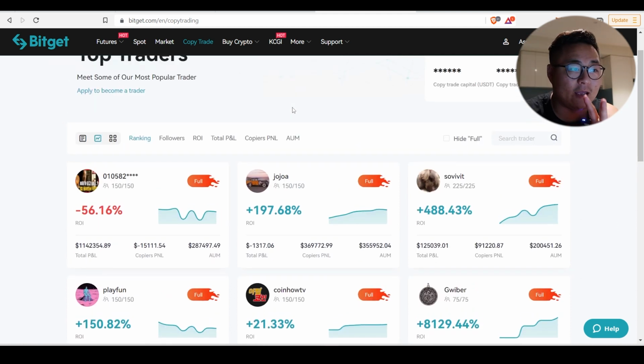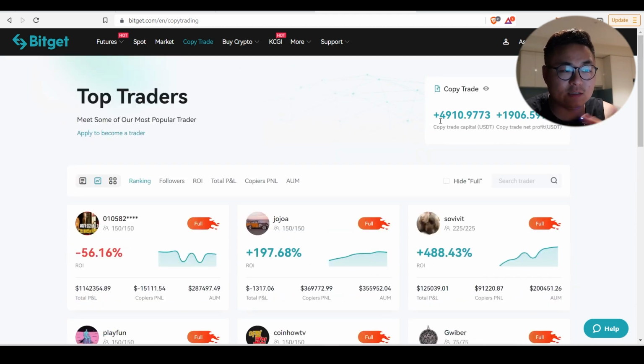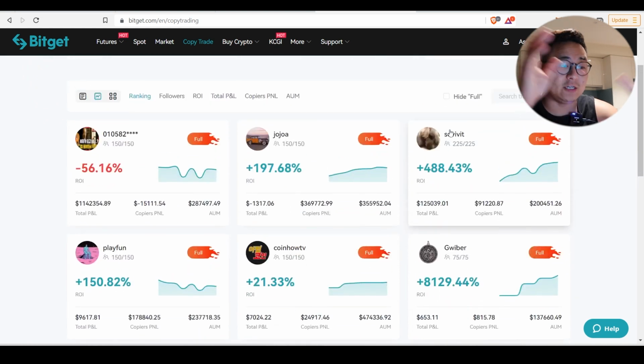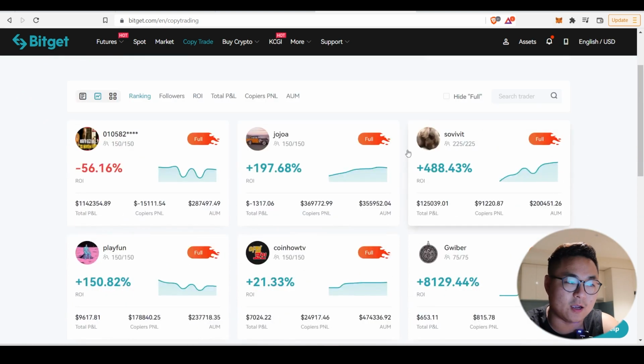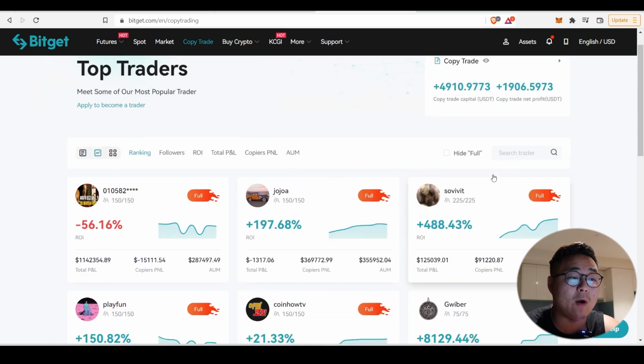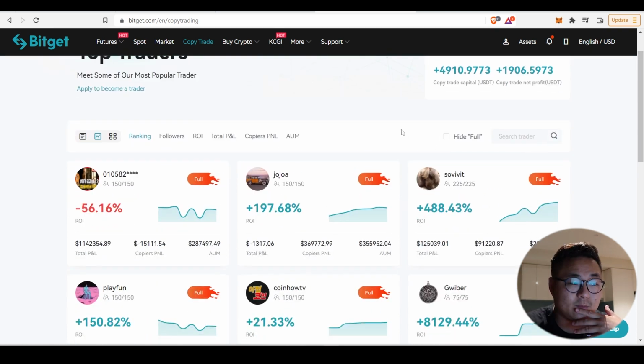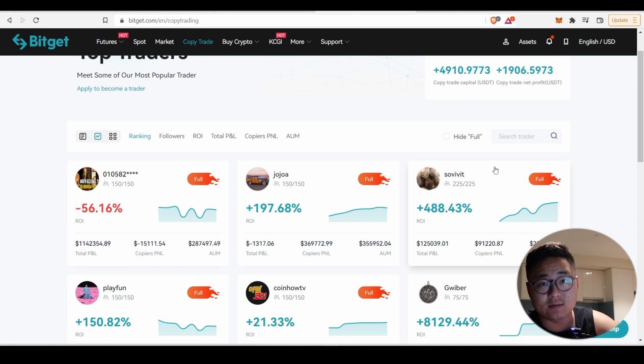So as you can see in my account, there's $4,900, and a combination of those is what forms this particular asset under management. So he's managing $4,900 worth of my assets. What we're going to do today is go through these accounts and identify what makes them a good trader.